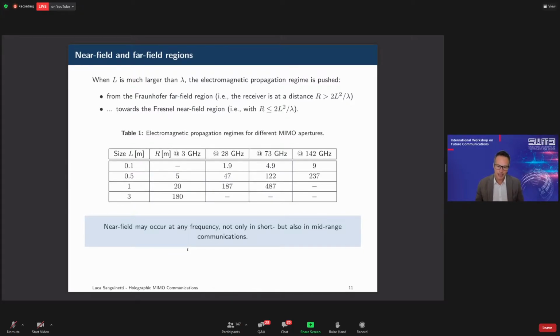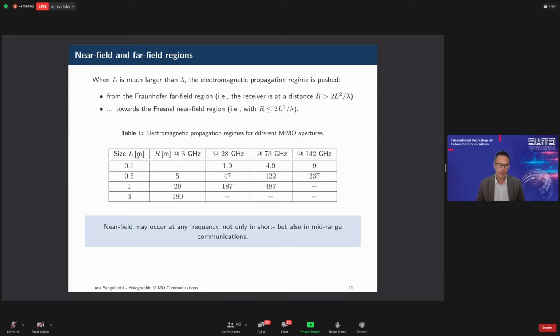The point is that the classical MIMO channel model is not taking into account that when you increase the size of the receiver and you decrease the wavelength by operating the system at higher frequencies, we do not operate in the far field Fraunhofer region of electromagnetic propagation, but we operate in the Fresnel near field region of electromagnetic propagation. This is the condition to operate in one region or in the other region.